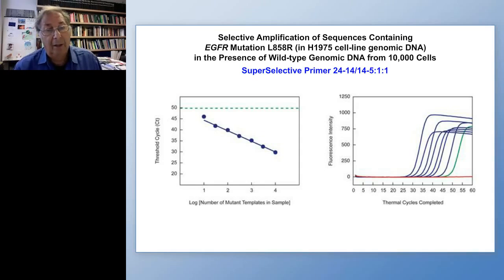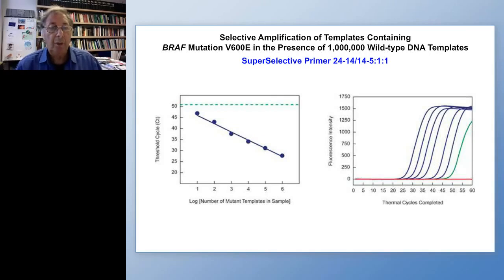And you see that we did very well using a 24-14-14-511 primer. You get very good results. So basically, all the fragments from the rest of the human genome do not alter the results that you get with SuperSelective primers. All that matters is DNA fragments from the mutation you're trying to identify and quantitate.